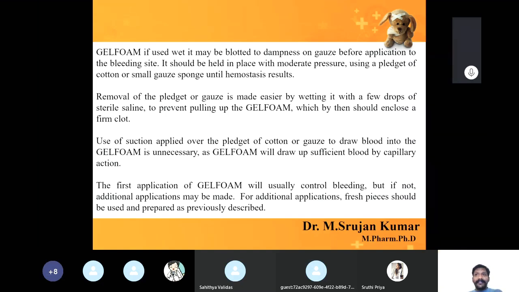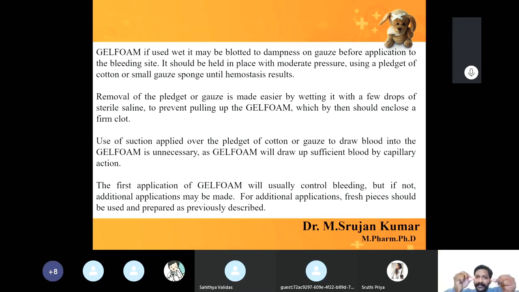When it comes to the wet form, here you need to take an isotonic solution. Inside that you need to dip it. When you dip it, you need to squeeze it to check whether the gel foam is devoid of air bubbles. You need to remove all the air bubbles. Then you ensure that your gel foam is ready. After the gel foam is ready, you need to blot it to remove the dampness. Place one gauze before applying to the bleeding site. I think everyone knows about the surgical gauze. Onto that you place your gel foam to remove the dampness. It should be held in place with moderate pressure. Just place it over the gauze, and hold it onto the bleeding site.